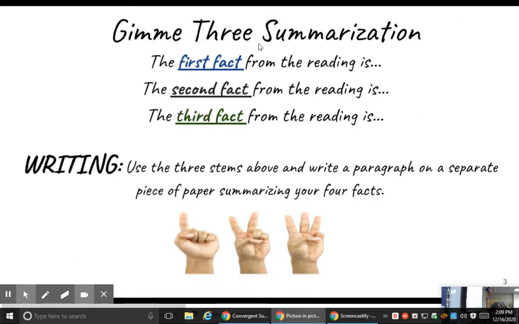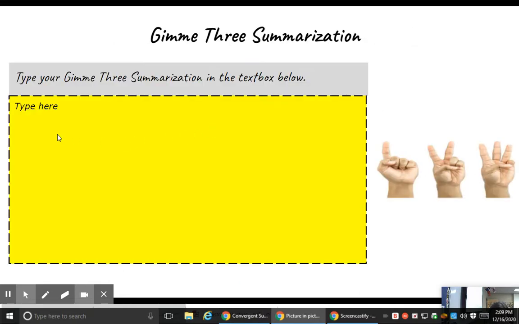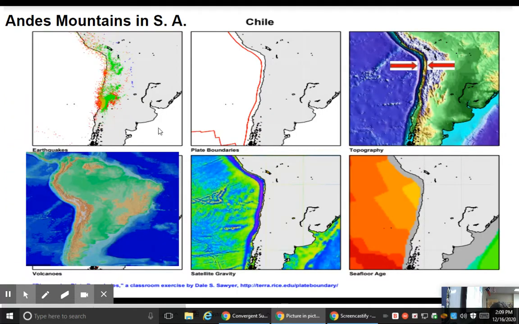So, give me three summarization facts. What's a first fact, a second fact, a third fact from the reading or the videos above? So you can type that in here. The first fact from the reading or videos is, second fact, and third fact.